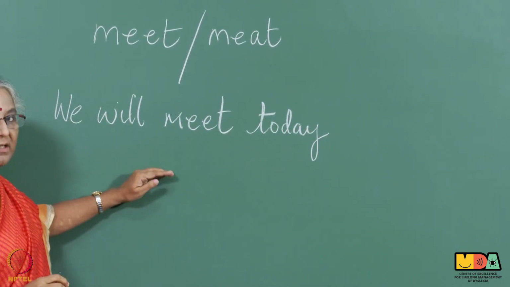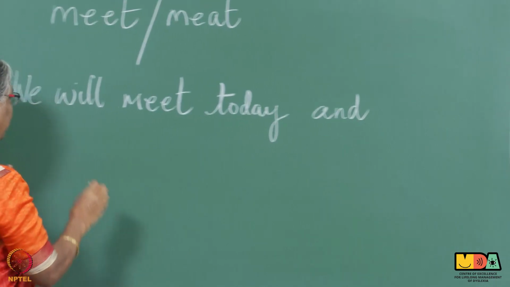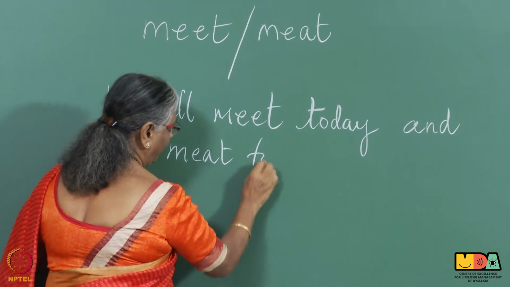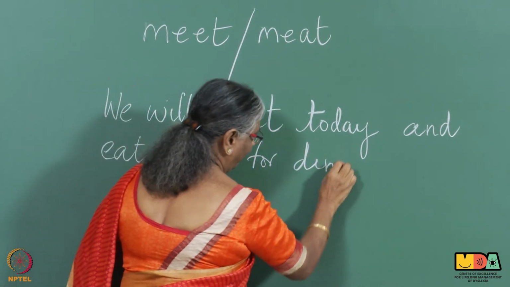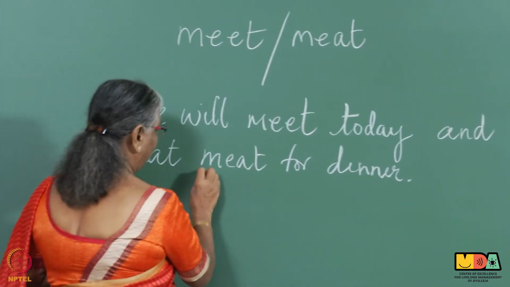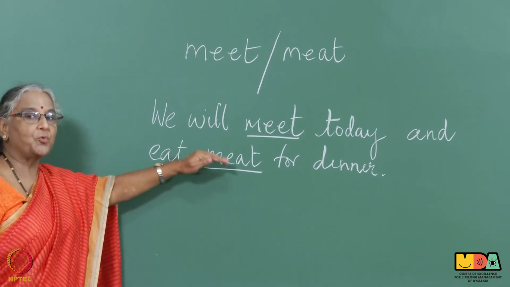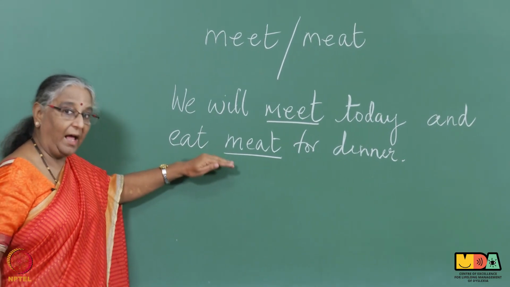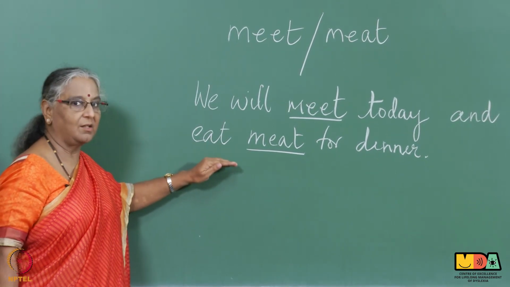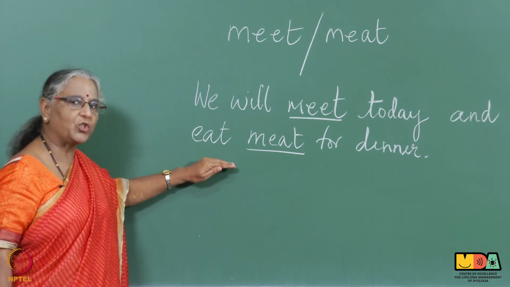We will meet today and eat meat for dinner. The child has been introduced to the two different meanings of meat. After this, I am going to give sentences for the child and make him choose the word that should go into the blank. So, what am I doing here? I am giving him cloze exercises.